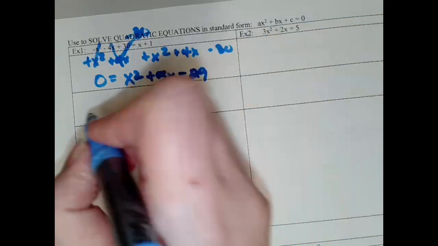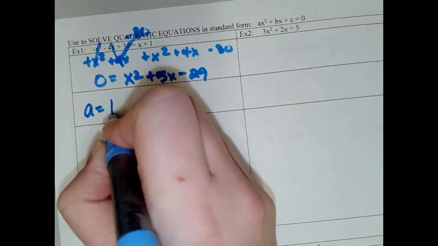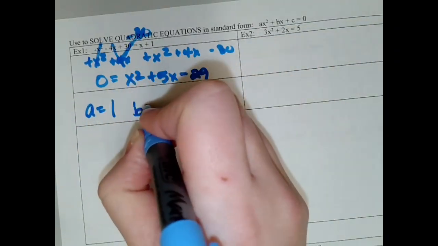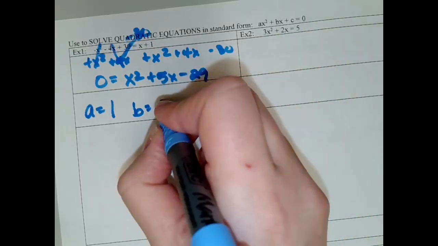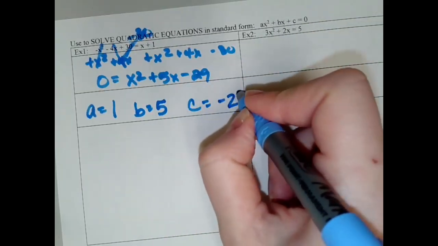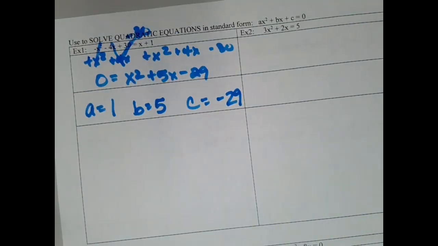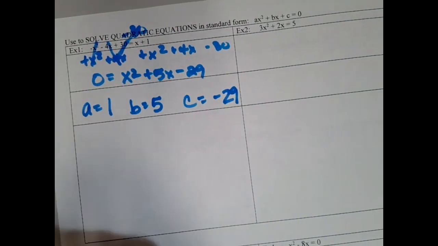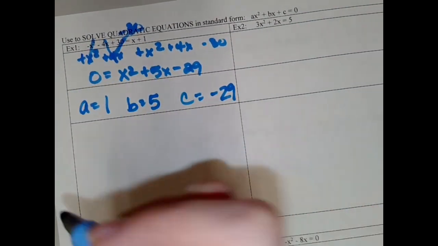Now, with standard form, a is always the number in front of the x squared, so a is understood to be 1 here. B is the number in front of your x to the first power, so that's 5. And c is your constant. Keep that sign, it's negative 29. What you're going to do is you are going to plug a, b, and c into the quadratic formula.